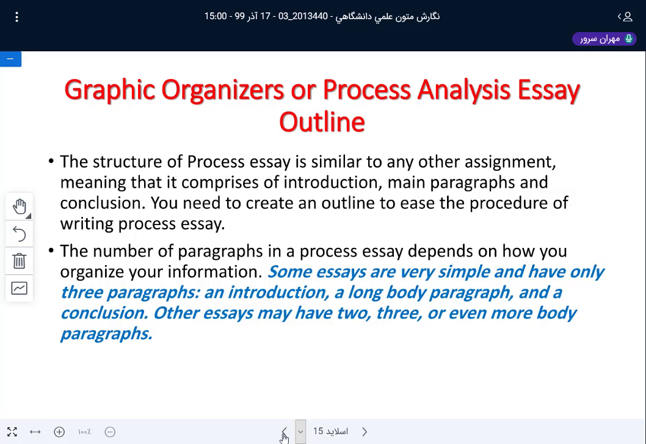The number of paragraphs in a process essay depends on how you organize your information. Some essays are very simple and have only three paragraphs: an introduction, a long body paragraph, and a conclusion. Other essays may have two, three, or even more body paragraphs. Very good.